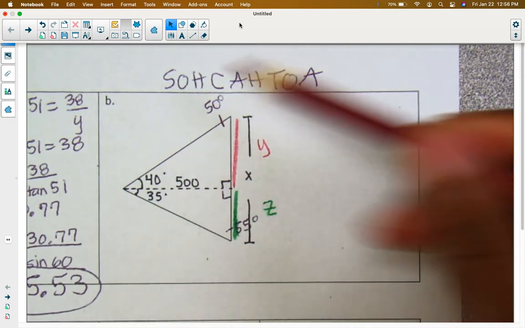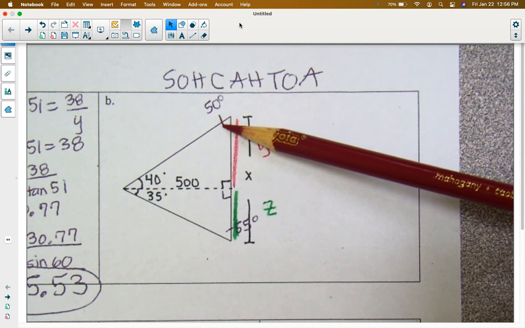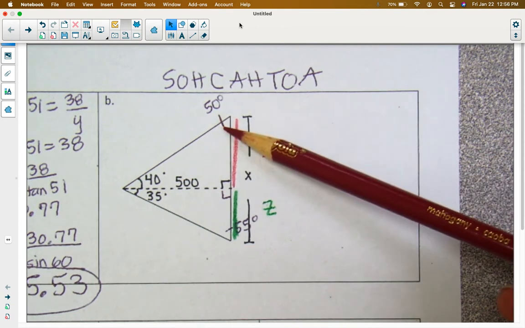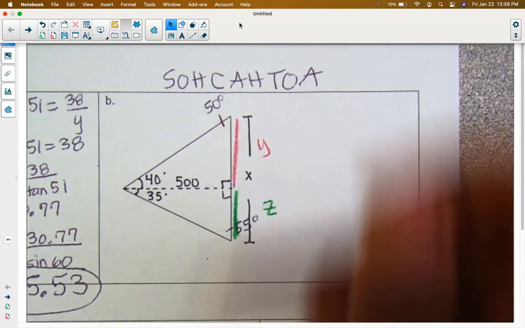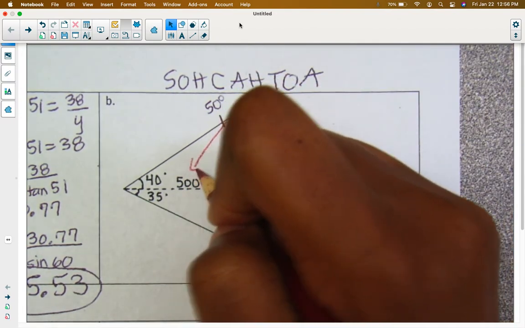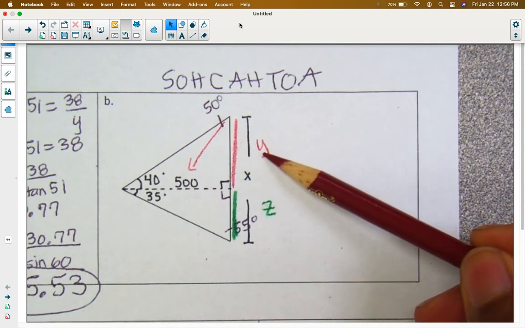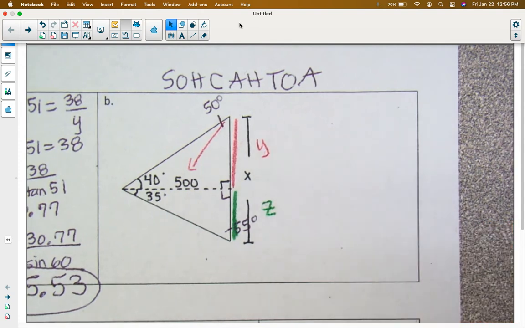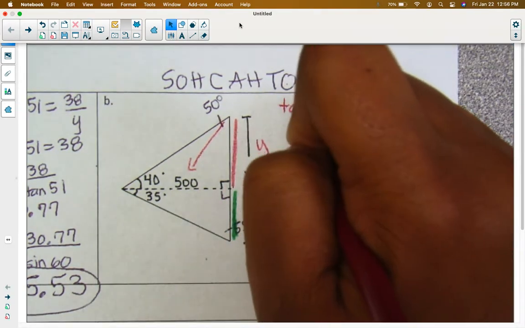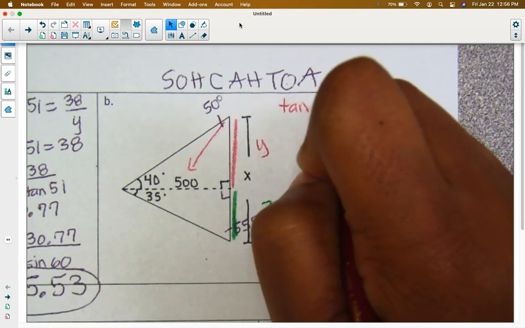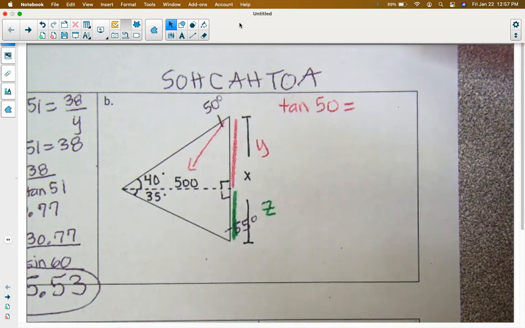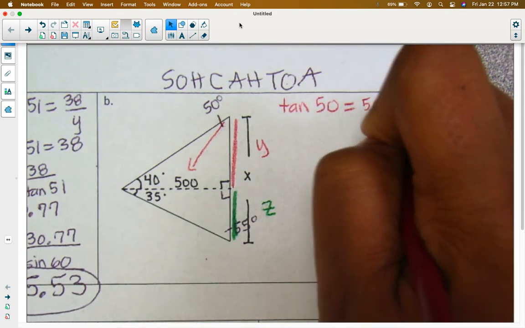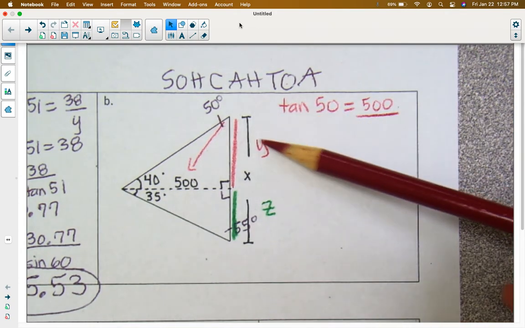Let's see what information I have here. If I use 50 degrees, it looks like I have the opposite side. So this is 50 degrees, go directly across from that. That's going to be 500. So I have the opposite side. That's good. And I don't know what this side here is, but I can solve it. So let's use tangent because tangent deals with opposite and adjacent. So the tangent of 50 degrees is equal to our opposite side, which is 500, over the adjacent side, which is y.